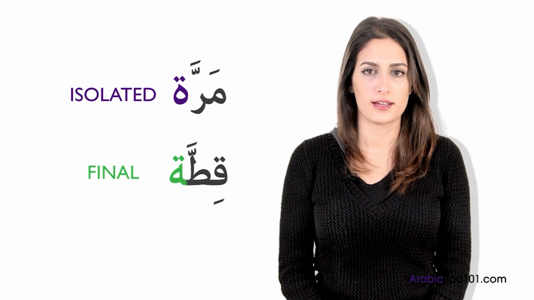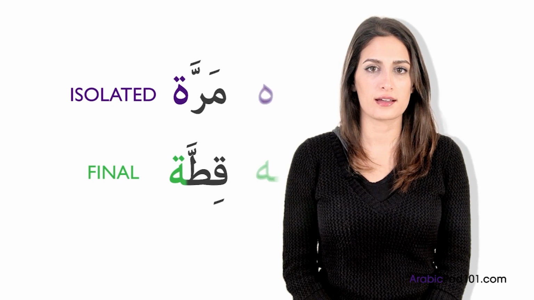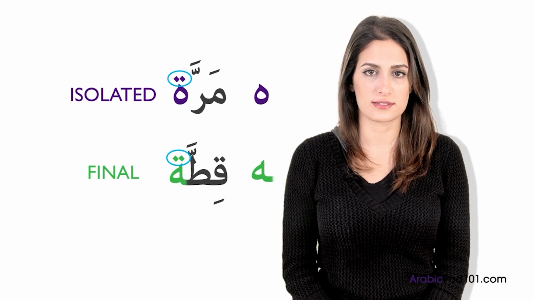The next letter for this lesson is ta. As you can see, it looks very similar to the previous one, but it has 2 dots on top. This letter can only exist at the end of a word. This means that it can only be in the final or in the isolated form. Both forms are written just like their look-alike letter, ha, but with the 2 additional dots.